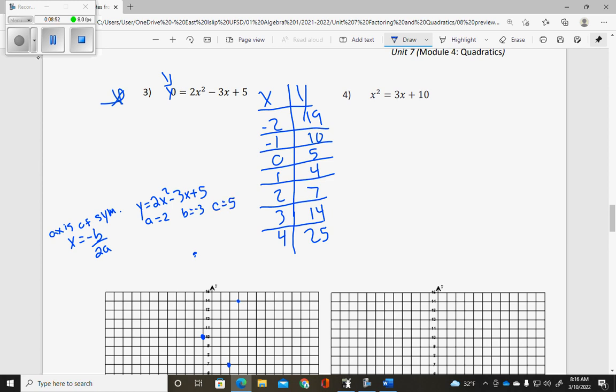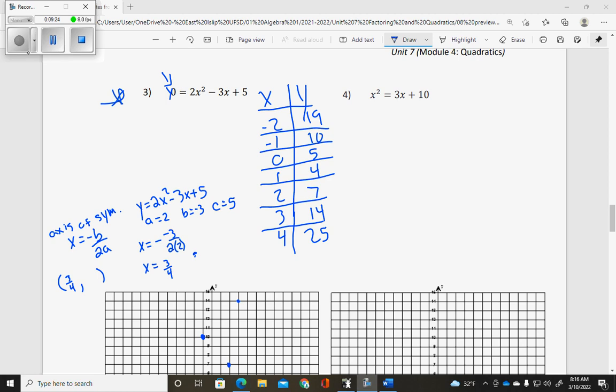So if I use x equals negative b over 2a, I get x equals negative negative 3 over 2 times 2, which means x equals positive 3 over 4. So I just found the axis of symmetry. It's at x equals 3/4, which is the same thing as 0.75. So the x value of my turning point is 3/4, or if you like, 0.75.